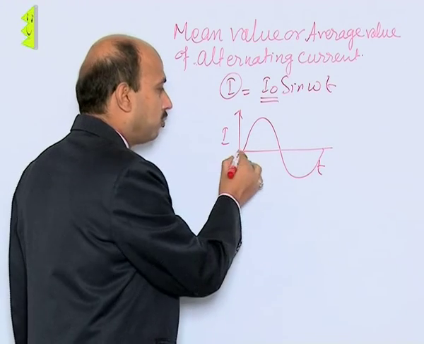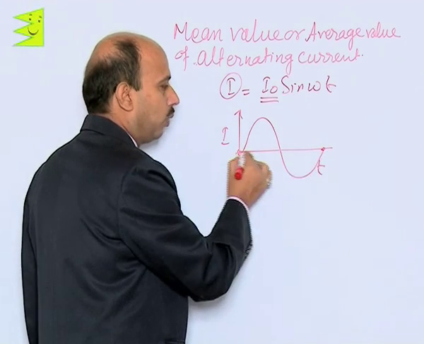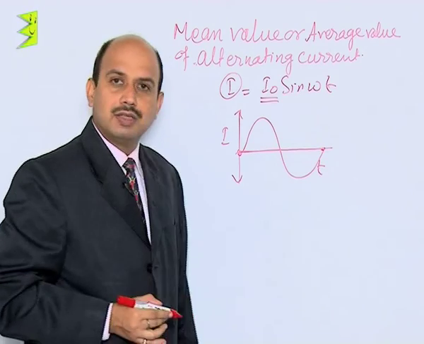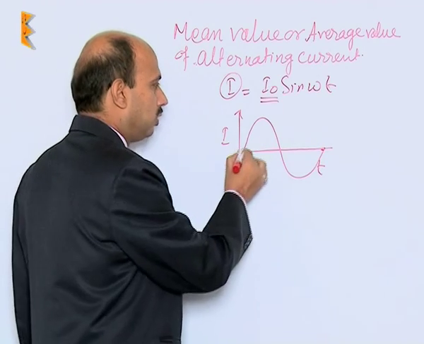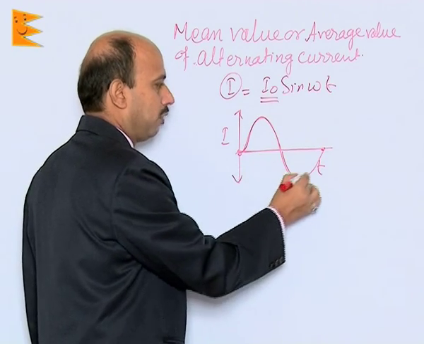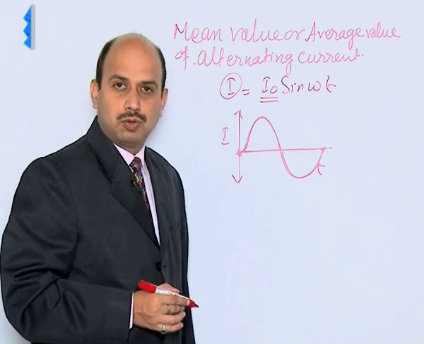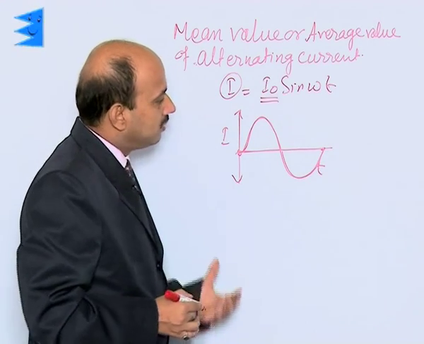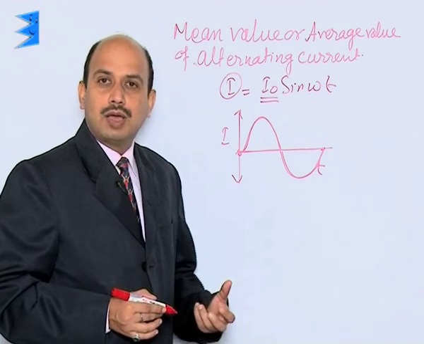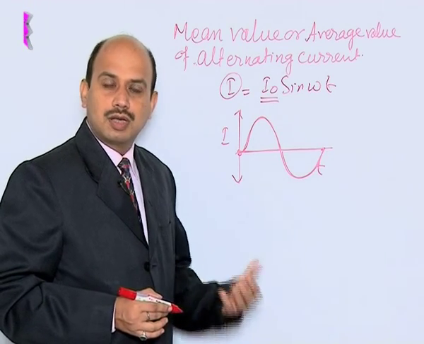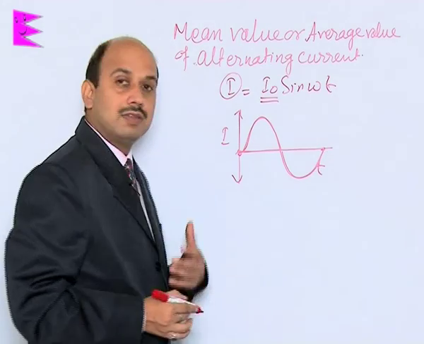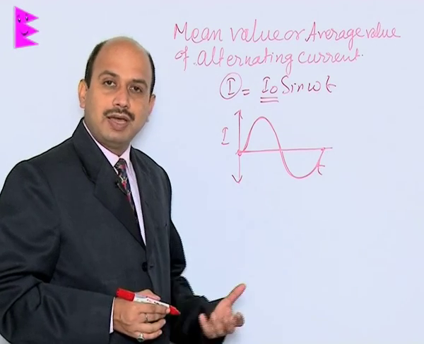But if you take from 0 to 1 time period, that is in one cycle, the average value of current is 0. But if you take this positive half cycle or the negative half cycle, the average value of current will not be 0. Since here the value of current is changing with time, we need to calculate the average value of the current. So what is actually the average value of current? How do we define this?